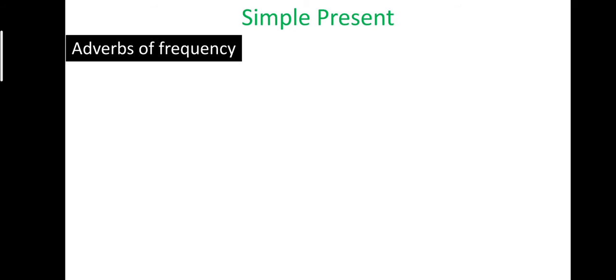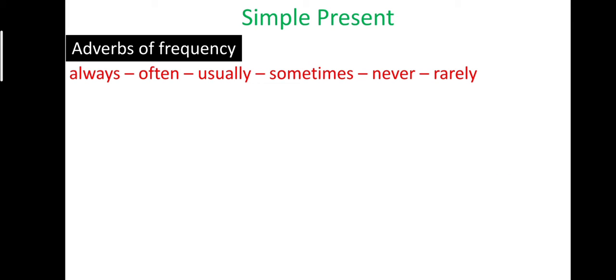So the adverbs of frequency are used with the present simple to refer to a repeated action in the present, and they are always, often, usually, sometimes, never, rarely. For example, he's always late for school. So we use always here after verb to be, which is is, and this is a general rule for the adverbs of frequency. We use them after verb to be.